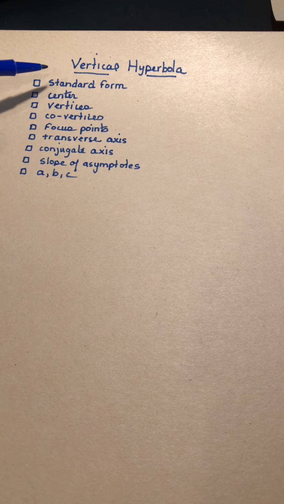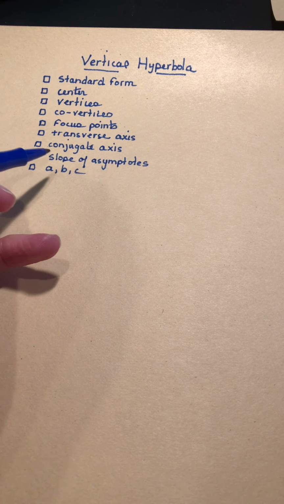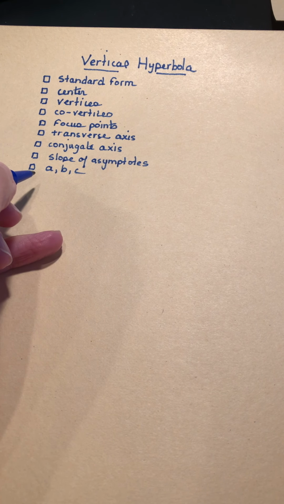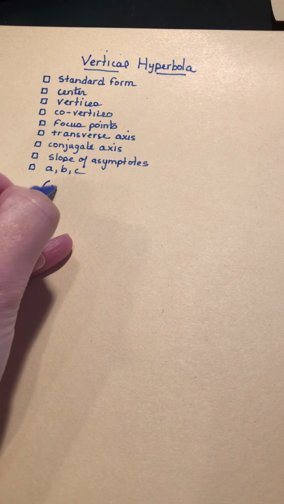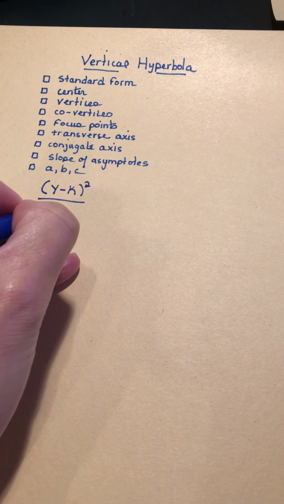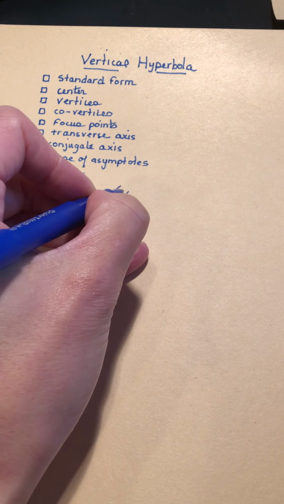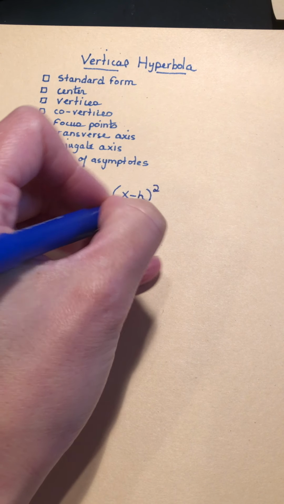So similar to last time, we're going to look at the standard form, the center, the vertices, the co-vertices, the focus points, the transverse and conjugate axes, the slope of the asymptotes, and the meaning of A, B, and C. So the first thing we want to note in a vertical hyperbola is that the equation for standard form, and you may have guessed this already, is y minus k quantity squared over a squared minus the quantity x minus h squared over b squared equals 1.